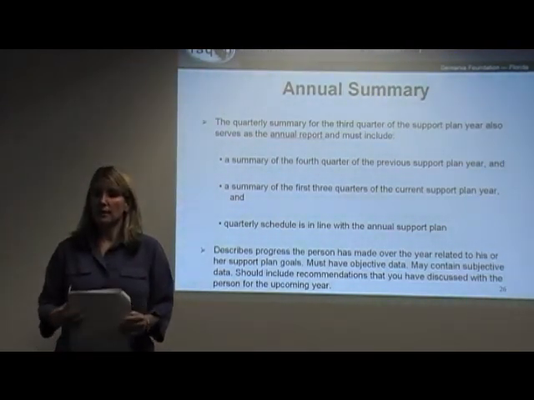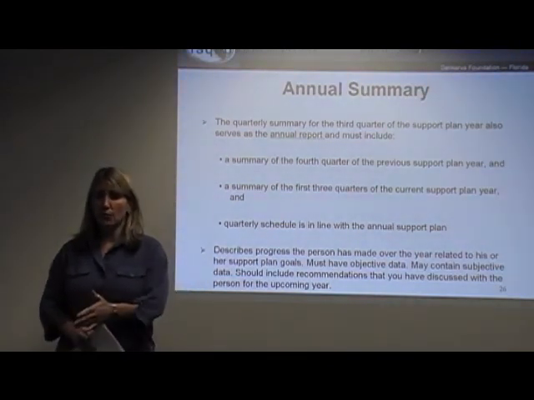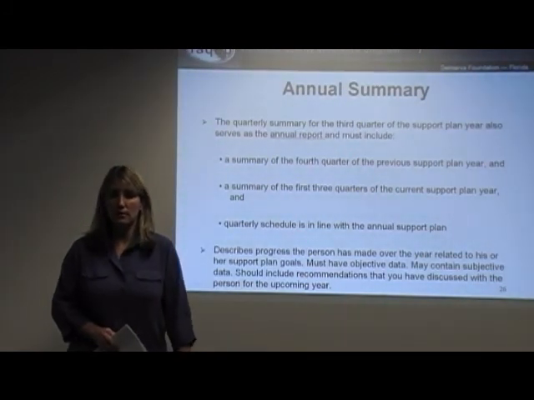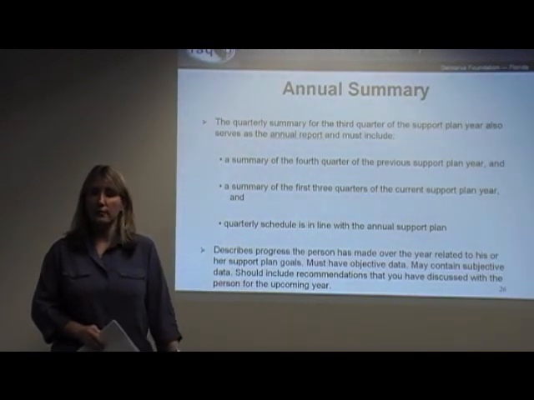You want to make sure that in that annual you're going back for the entire year and pulling data and information forward and summarizing the progress that that person's made on their support plan goals or just in life or whatever's been going on in that person's life. And you want to make sure that it's completed at least 30 days prior to the effective date of the support plan, and provided to the person and preferably the support coordinator, because the support coordinator can use that information to help develop the new support plan for the coming year.